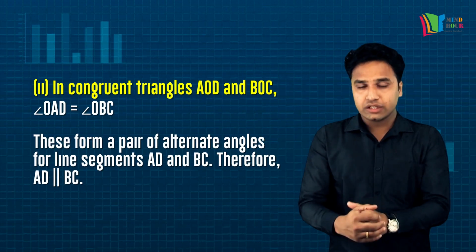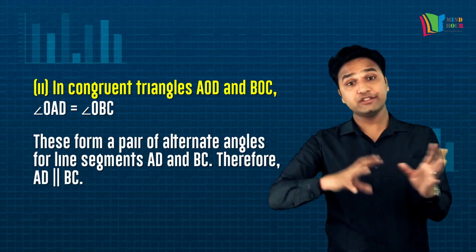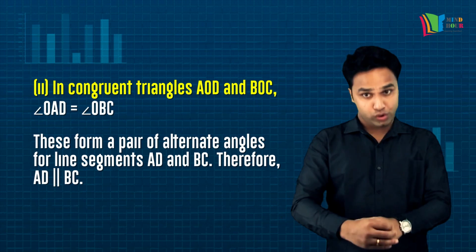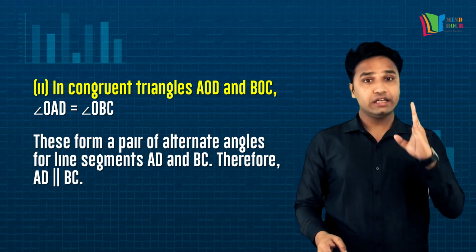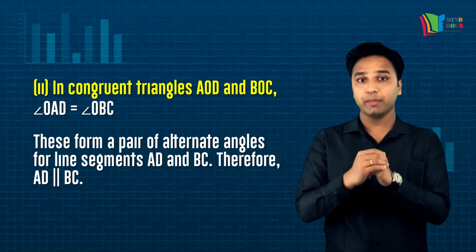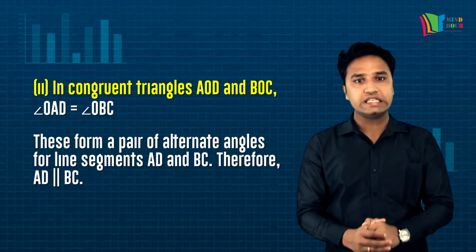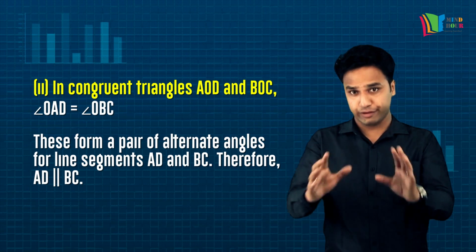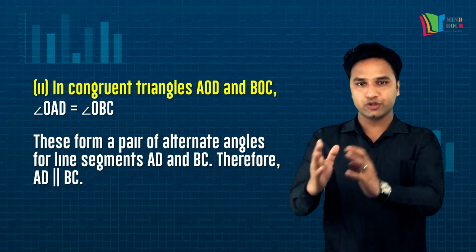In congruent triangles AOD and BOC, the other corresponding parts are also equal. So, angle ADO is equal to angle OBC and these form a pair of alternate angles for line segments AD and BC. Therefore, AD is parallel to BC. It is important to note that the SAS congruence rule holds but not the ASS or SSA rule.